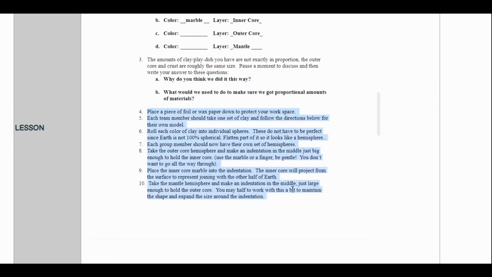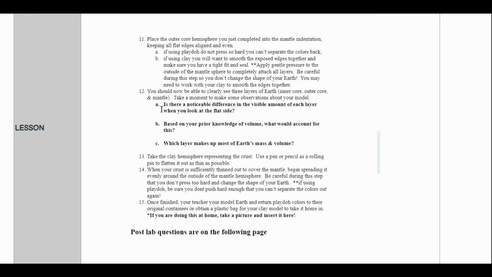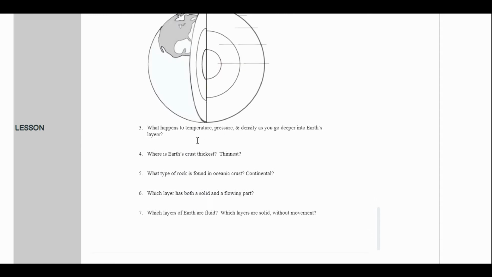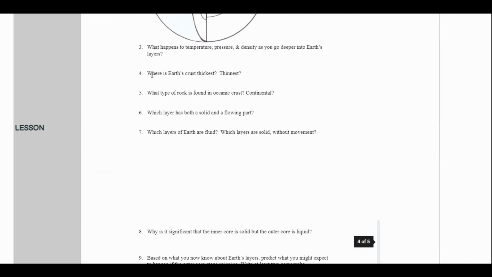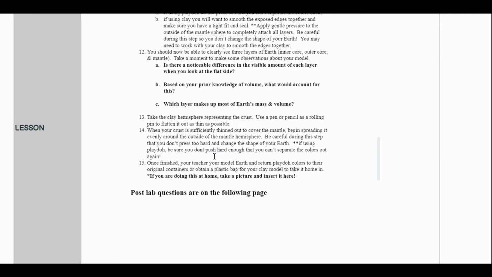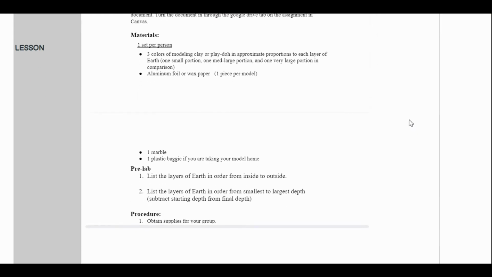Information on how to do the lab, and then some final questions as well. You have a couple more to fill in here, and then some final post-lab questions at the bottom. So you'll answer all of these questions on that document. They all go on the same document regardless of where they come from in the lab, and that's what you'll turn in. If you're doing this at home instead of at school, one of the questions is going to ask you to take a picture of your model Earth and insert that picture onto your answer document so that I can see that you made it.